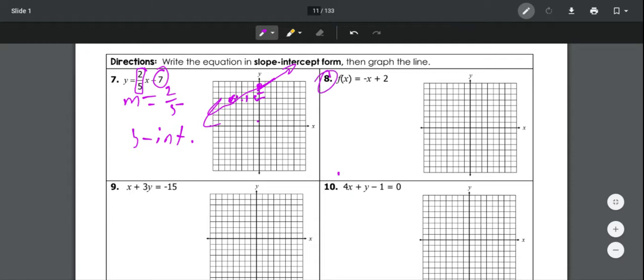So number 8, our slope is going to be -1. So m is -1, and our y-intercept is going to be 2. So that means we're going to start at 2, and then we're going to go down 1 and over to the right 1. So that would leave me there. So rise over run just means rise is the up or down, and run is the left or right. And then we just draw a line through those points.